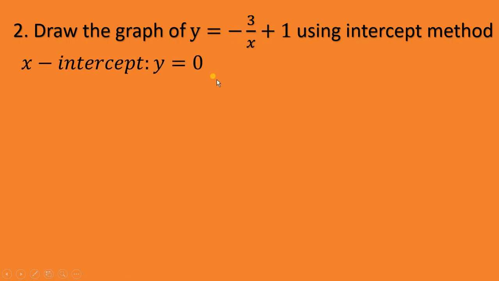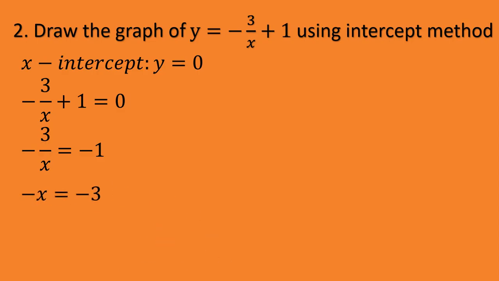Again, I have to find the x-intercept first, make y equal to 0. When we do that, we will find minus 3 over x plus 1 equal to 0. I can manipulate that and move the 1 over, it becomes minus 1. Manipulate further, I can get minus x equal to minus 3, and that would be x equal to 3. My coordinates then calculated is 3 and 0.